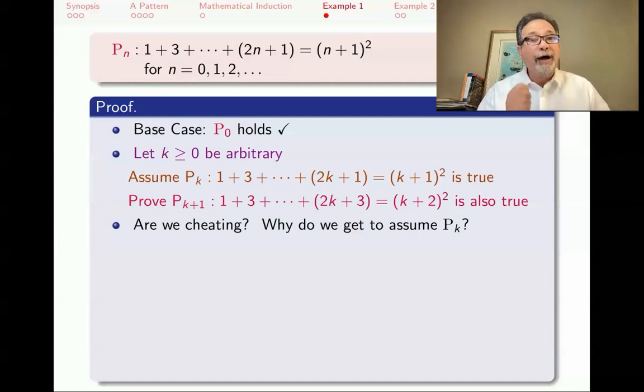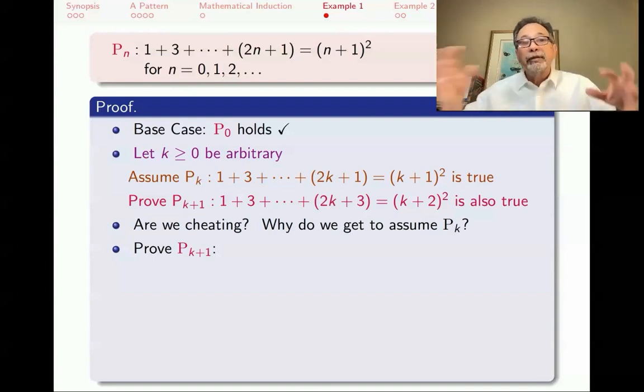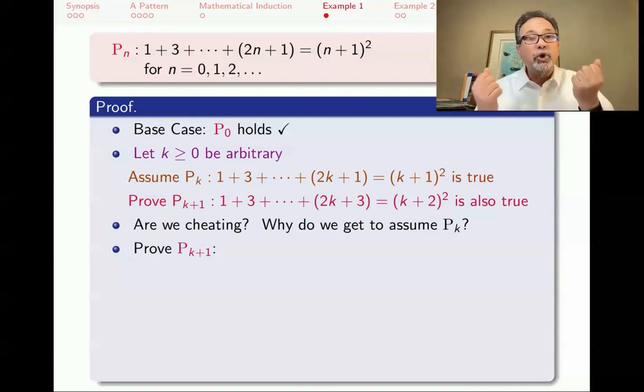This is the power of induction, because it allows me to assume a statement that's very similar to what I want to prove. Now, how do I prove P(k+1)? I have to show you that 1 plus 3 plus all the way to 2k plus 3 equals (k plus 2) squared. I can't write that equation because I don't know if it's true. You cannot start with the thing you want to prove and then manipulate both sides. You cannot do that because we don't know if that's true.